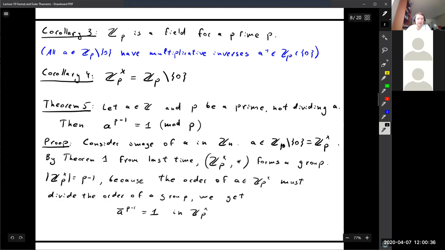Let's say, to avoid confusion between the integer A and its image in Z_P, let's denote the image by A overline. And this is essentially equivalent to A to the P minus 1 being congruent to 1 mod P. Here we go.